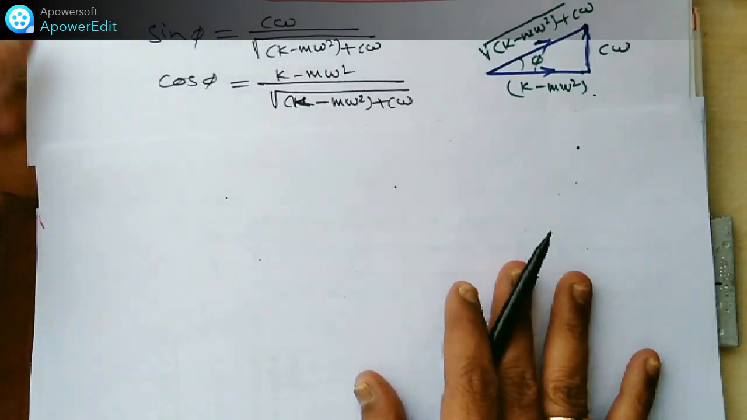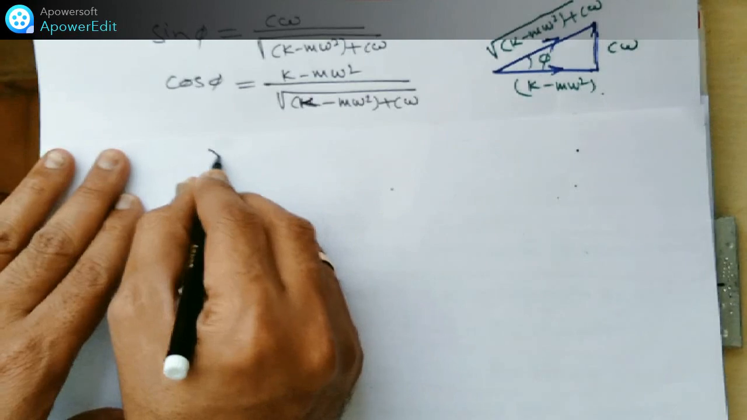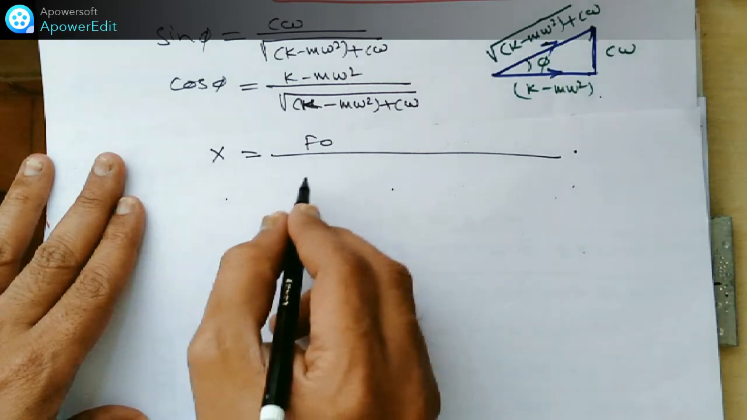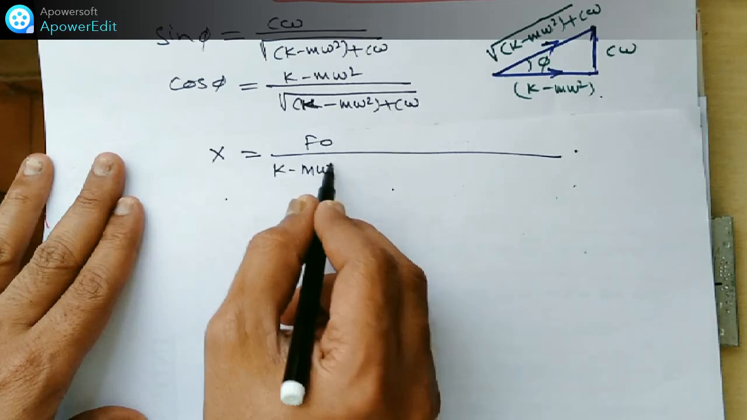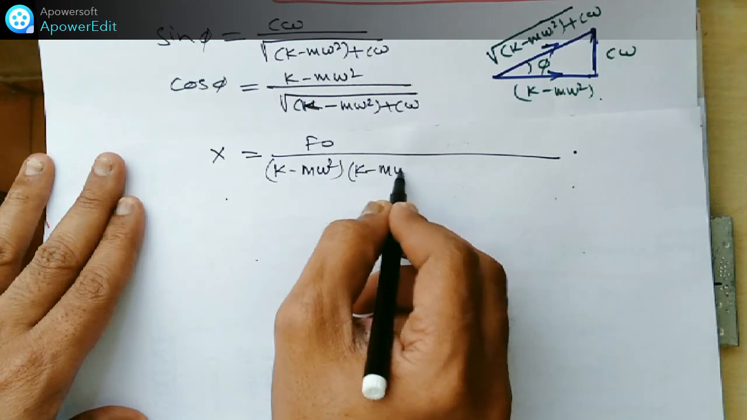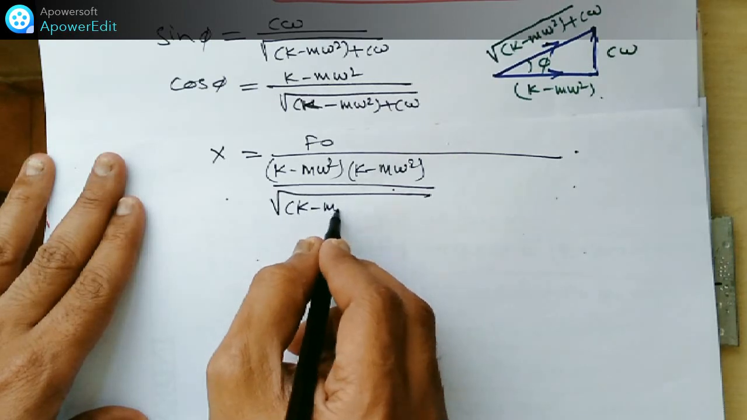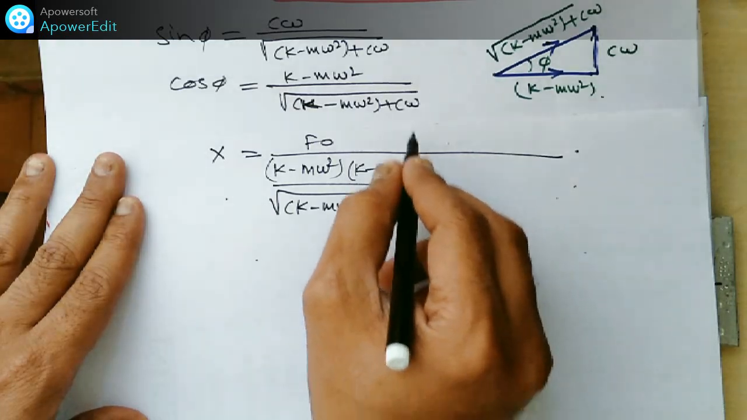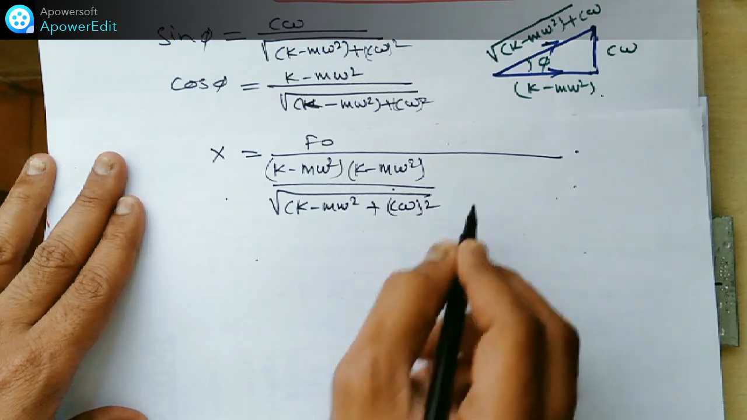So we put the values of sin phi and cos phi in this equation, and right here x is equal to F0 upon this term, k minus m omega square into cos phi, where cos phi is (k minus m omega square) upon the square root of (k minus m omega square) whole square plus (c omega) whole square. Here the bracket square is remaining.